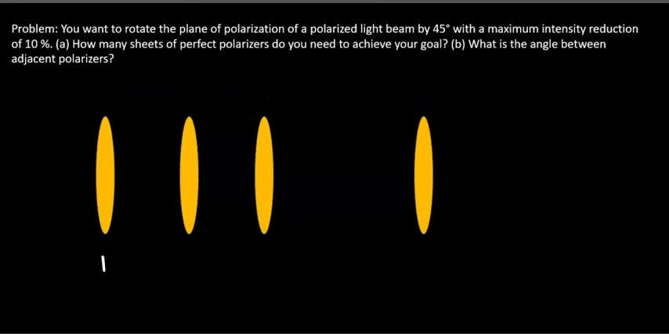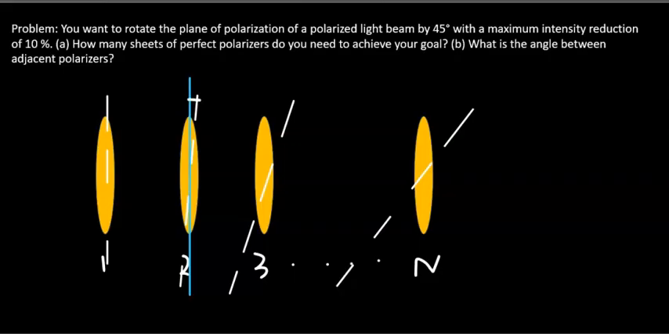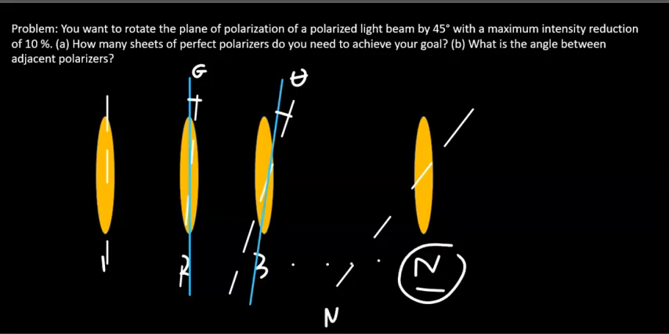This is polarizer 1, 2, 3, all the way up to n polarizers. So the angle between the first polarizer and the second polarizer's polarizing axis is theta. Likewise, the angle between the second polarizer and the third polarizer's polarizing axis is also theta, and this pattern continues all the way until the last polarizer. So the angle between the polarizing axis of the nth polarizer and the n-1th polarizer is also theta.